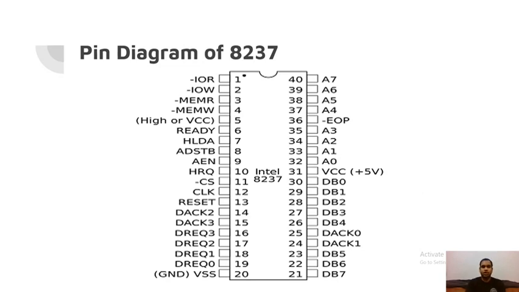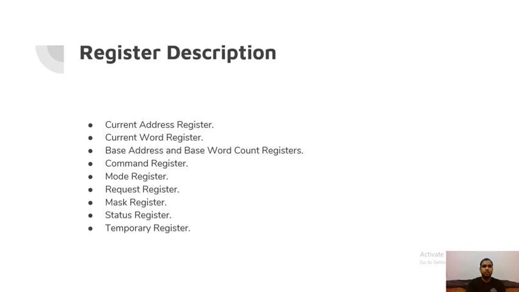Now we will continue our discussion and we will discuss the registers in our 8237 DMA controller. There are a lot of registers in the 8237 DMA controller. These are current address register, current word count register, base address and base word count registers, command register, mode register, request register, mask register, status register, and temporary register.